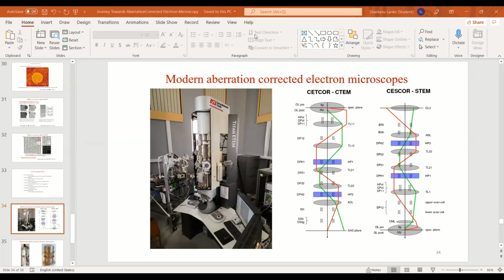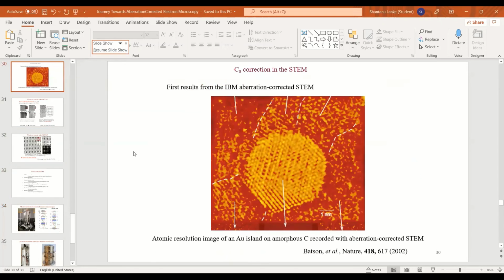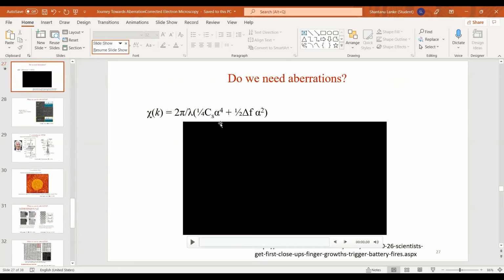You can correct the aberrations. Basically, you cannot correct all the aberrations because you have an infinite set of aberrations. As I said in this equation here, you don't have only these two terms. You have C5, C7, C9, C11, and so on. You have coma, star aberrations, astigmatism, and chromatic aberrations. So you can never get fully corrected. And if you correct these two, then you won't see anything.